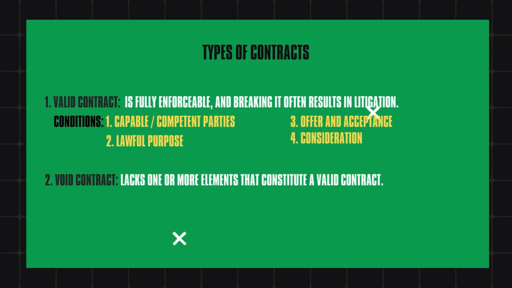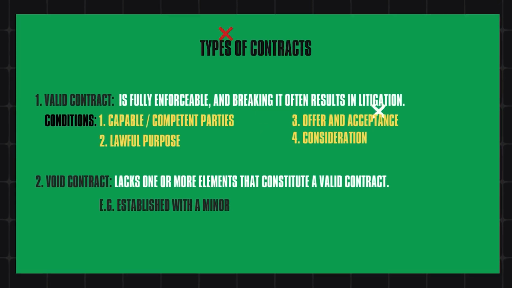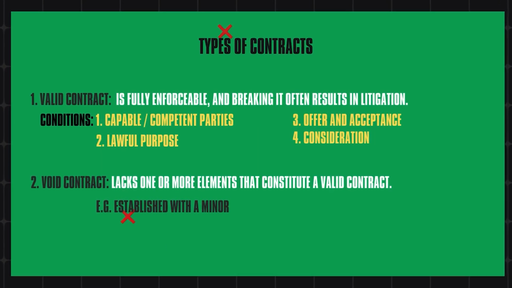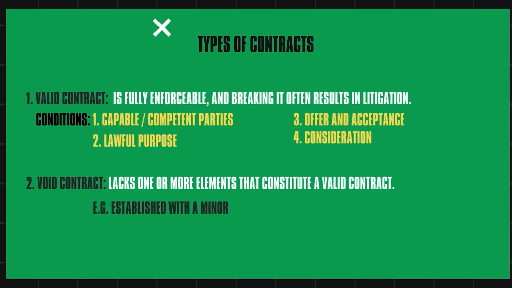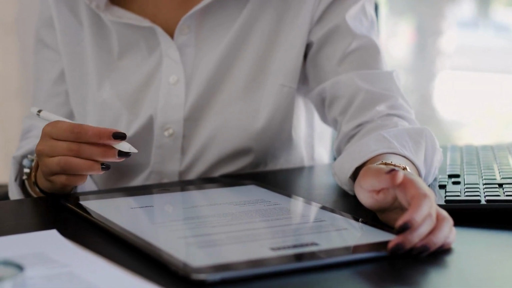A void contract lacks one or more elements that constitute a valid contract. For example, a contract may be established with a minor, who in this case is not a capable party, or maybe a house is being sold for an illegal purpose. Whatever it lacks, a void contract is not legally enforceable.